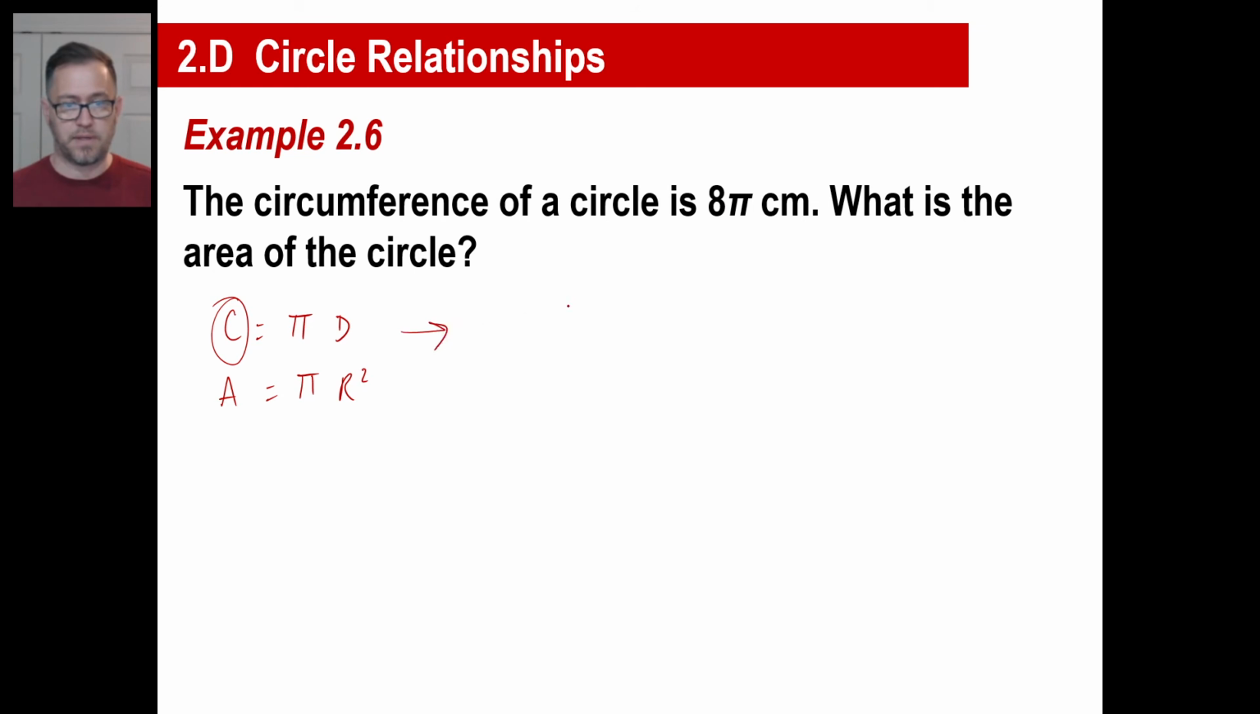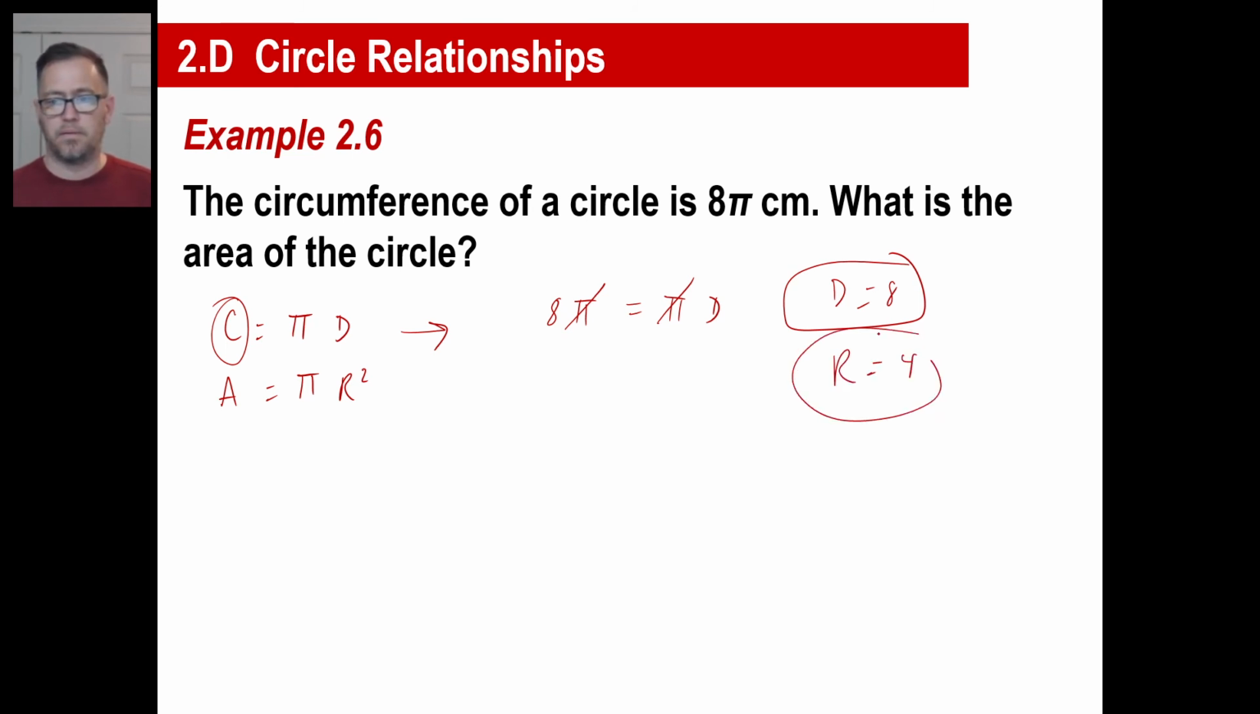So let's rewrite this entire formula. 8 pi is equal to pi times the diameter. Well, if you look at that, both of them have the pi, so there we go. So the diameter is 8. What's the area of the circle? Well, if the diameter is 8, you tell me what the radius is. 4, right? There's a 4.